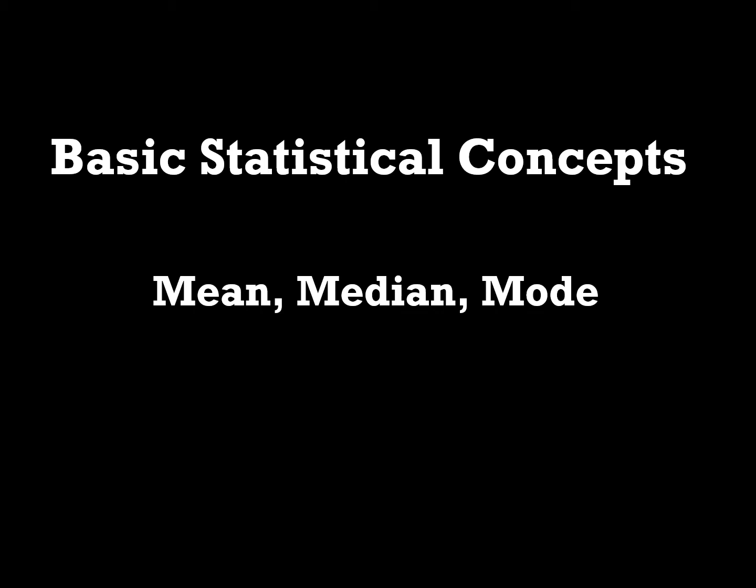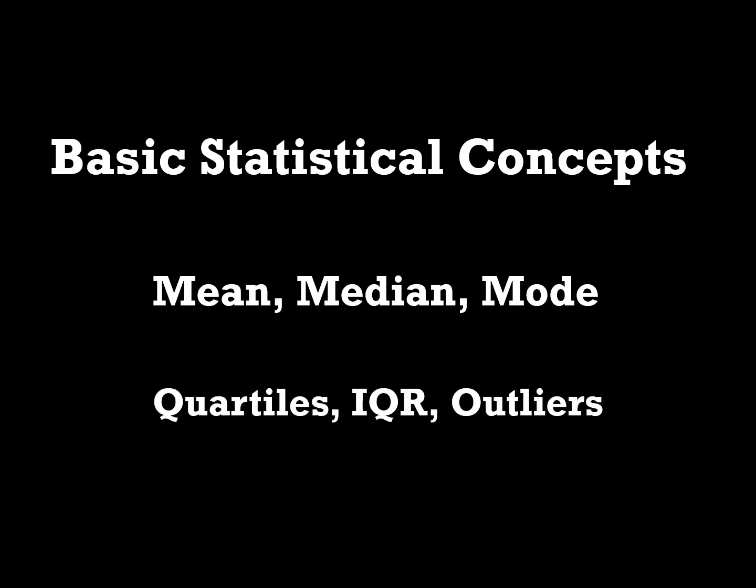After we talk about those, we'll go into some other concepts that might not be as familiar to everyone. We're going to talk about quartiles, and then the IQR, which stands for interquartile range, and then we're going to talk about outliers and how we might be able to identify outliers in our data set.